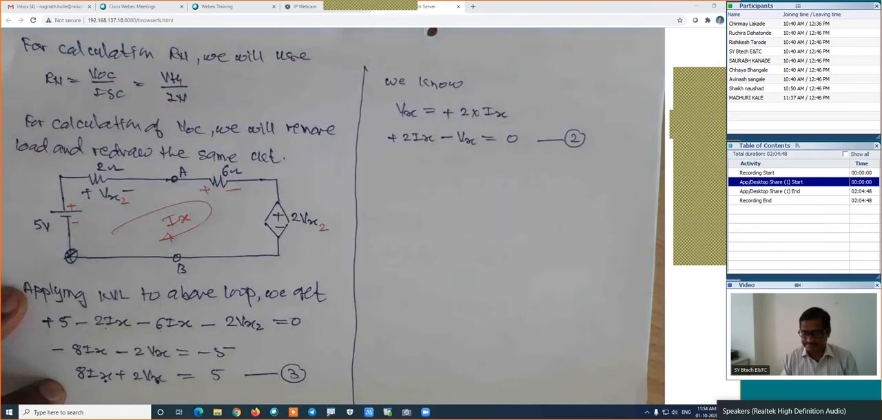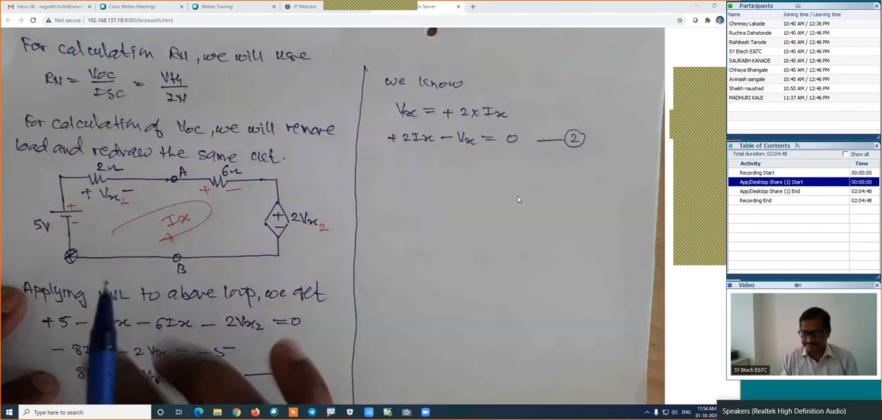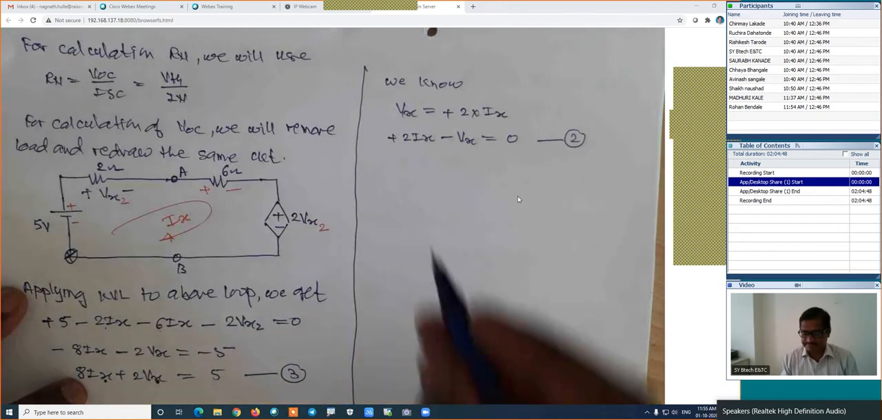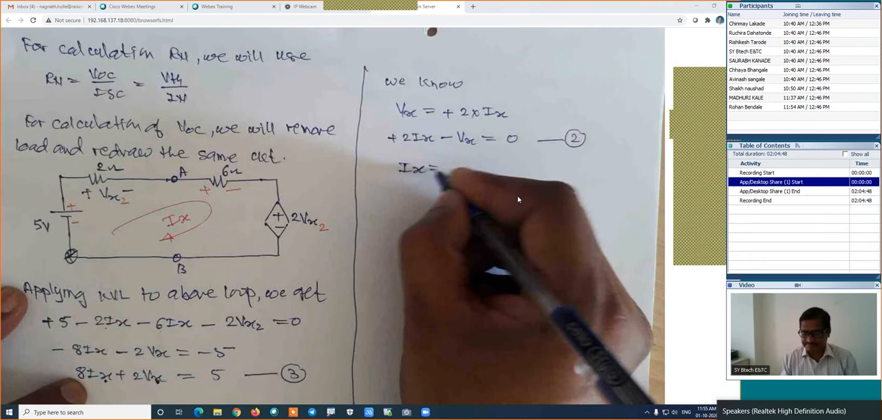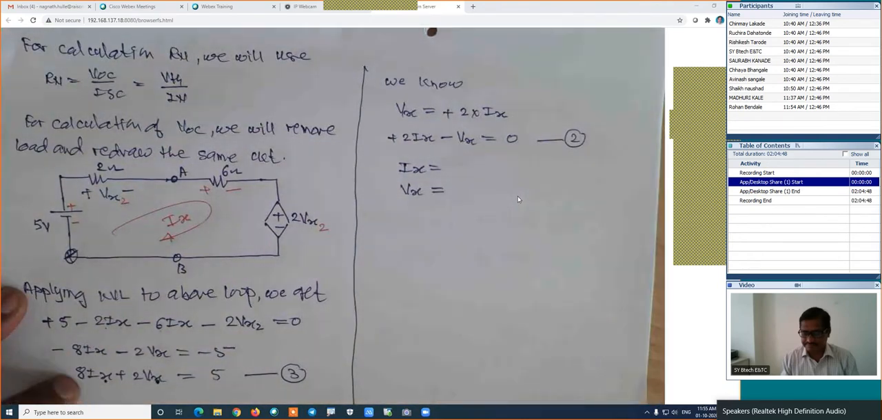We have two equations and two unknowns. Is it right? This is one equation, this is another. Because here we applied KVL in terms of Ix, but there was no equation in Vx. That's why we calculated the value of Vx, and we got another equation. Now with these equations, find the first unknown, which is Ix, and the second unknown, which is Vx. Use the calculator and find these unknowns.